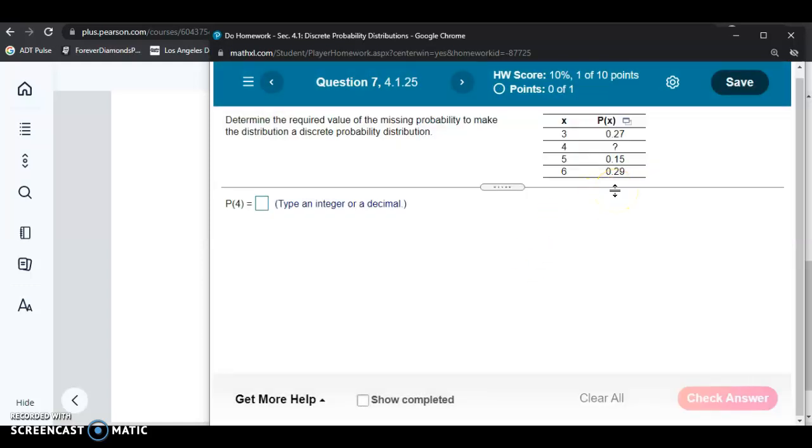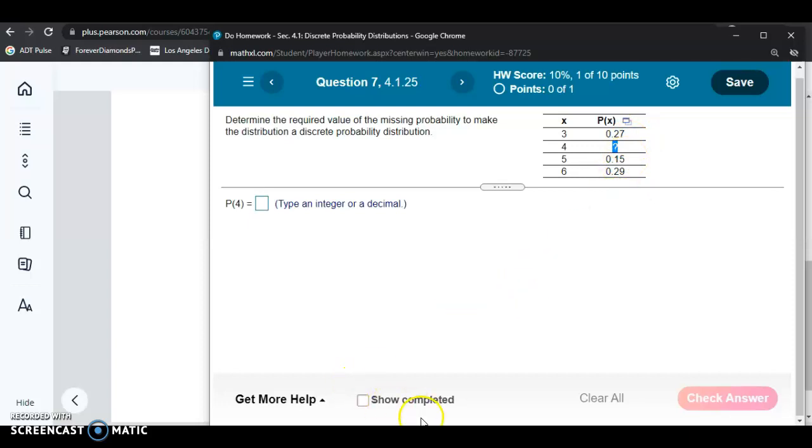So in the next question, you have to decide what value to put as the missing value in the table to make it a discrete probability distribution. We already know that the probabilities for each value must be between 0 and 1. We can see that these probabilities, 0.27, 0.15, 0.29, are each between 0 and 1. So we have to use the fact that the sum of the probabilities is equal to 1.